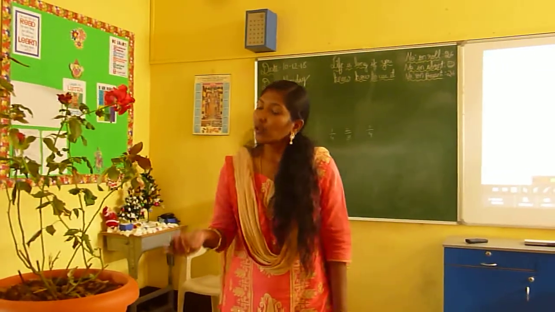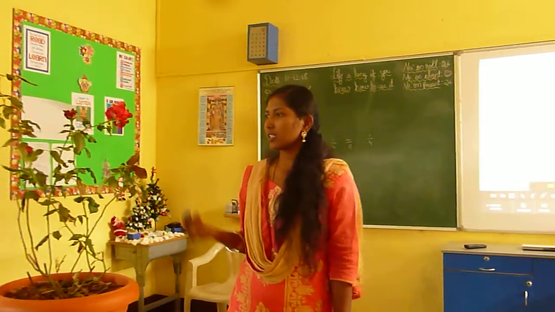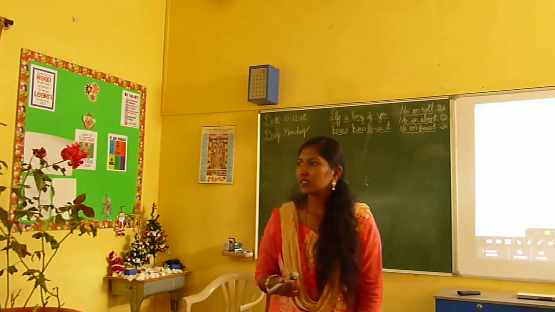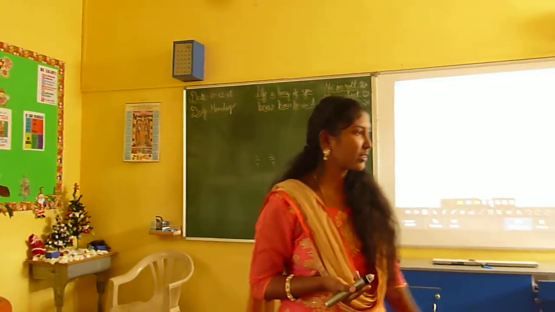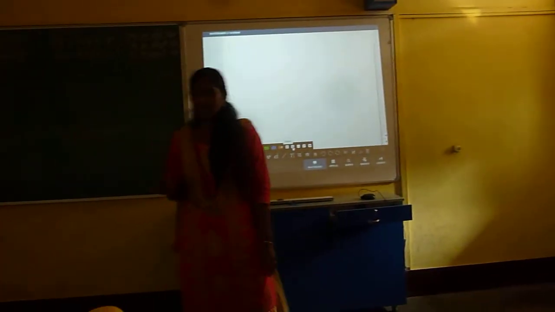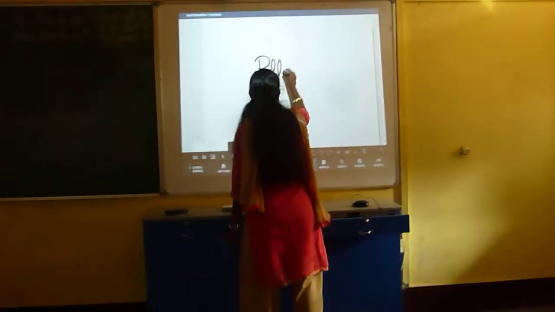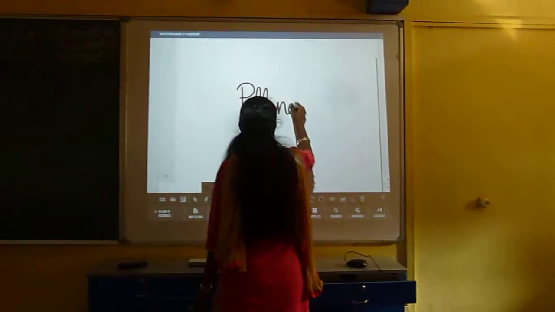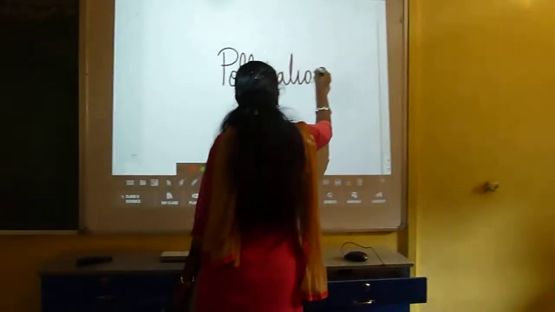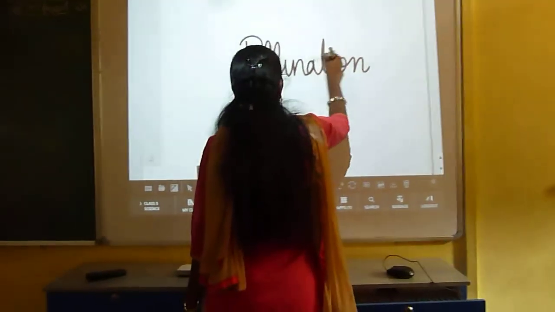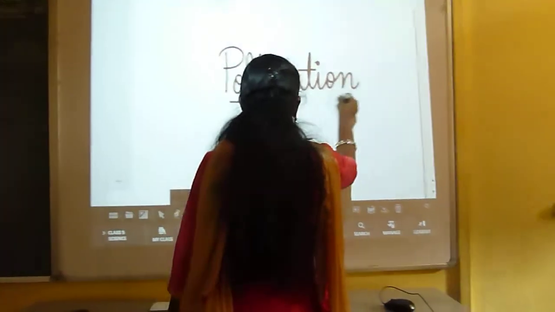Okay. How do they produce the fruits and the seeds? Yes, fertilization. Then pollination. Very good. So, today we'll discuss about pollination. What are we going to study today? Pollination. So, today we'll study about pollination.